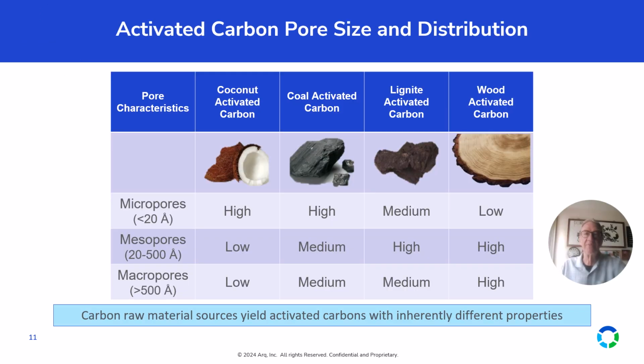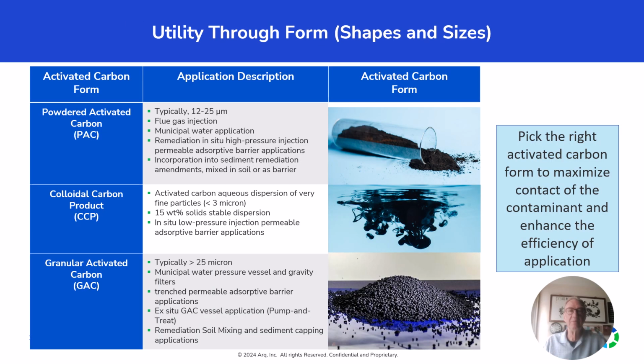These are the most common types of activated carbon. Wood is used very little. Coconut is the go-to for the remediation industry due to its efficiency of absorbing benzene and chlorinated solvents. Coal-based has an abundance of larger pores, mesopores, and micropores for absorption of PFAS. This shows the typical types and characteristics of activated carbon. Powdered is very fine, usually 12 to 25 microns. Colloidal is less than 3 microns, and granular is generally greater than 25 microns.